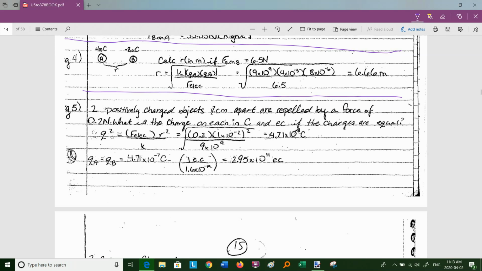Now, why does it say 7? One says 7, one says 8. Okay, we better double check this. I'm going to take the calculator and take 0.2 times 1 by 10 to the -2 squared divided by 9 by 10 to the 9, and then take the square root of that. In scientific notation, it is by 10 to the -8, so this has to be 4.71 by 10 to the -8 coulombs divided by 1.6 by 10 to the -19, and I get 2.95 by 10 to the 11.